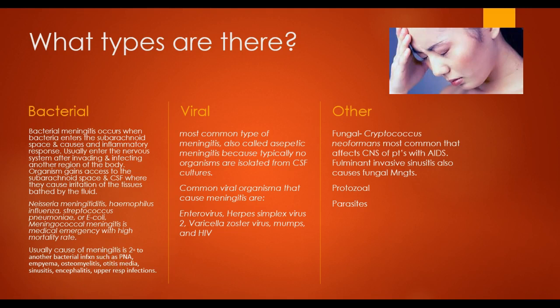That was my son. So it's usually secondary to another bacterial infection, such as pneumonia, empyema. You guys remember what empyema is? It's that kind of viscous, white, pus-like pneumonia. Also osteomyelitis, otitis media, sinusitis, encephalitis, and upper respiratory infections. If you look at this, it's kind of like an ENT entry, the ears, nose, and throat, because those bacteria colonize in reservoirs such as our nares and our ears, and they colonize enough that they're able to penetrate into the bloodstream. And then from the bloodstream, they pass these semi-permeable structures that lead to the brain and CSF.